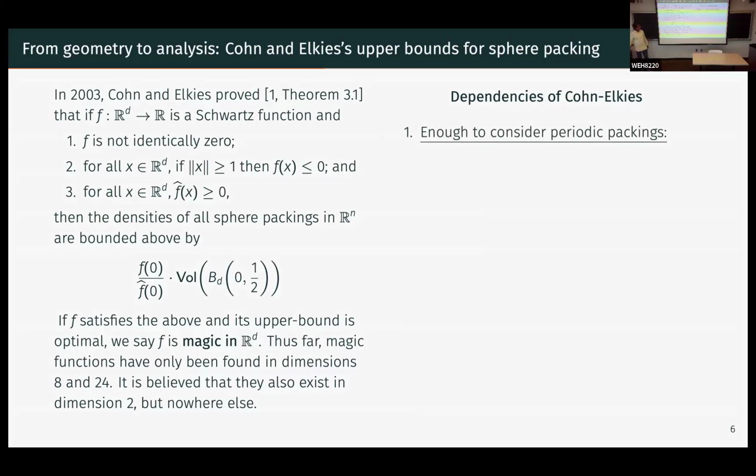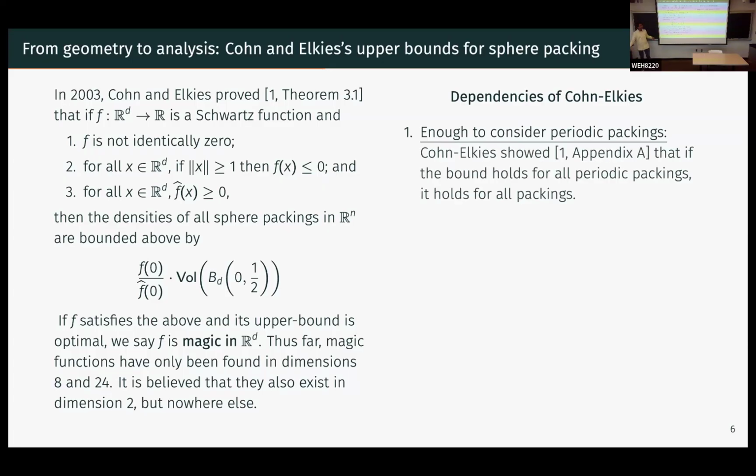The first one is that when I say that the densities of all sphere packings in R are bounded above by this, the proof only shows that the densities of all periodic sphere packings are bounded above by this. If you read Cohn and Elkies' original paper, there's one line at the top of the proof that says it is enough to consider periodic packings, see the appendix. And that's how it goes.